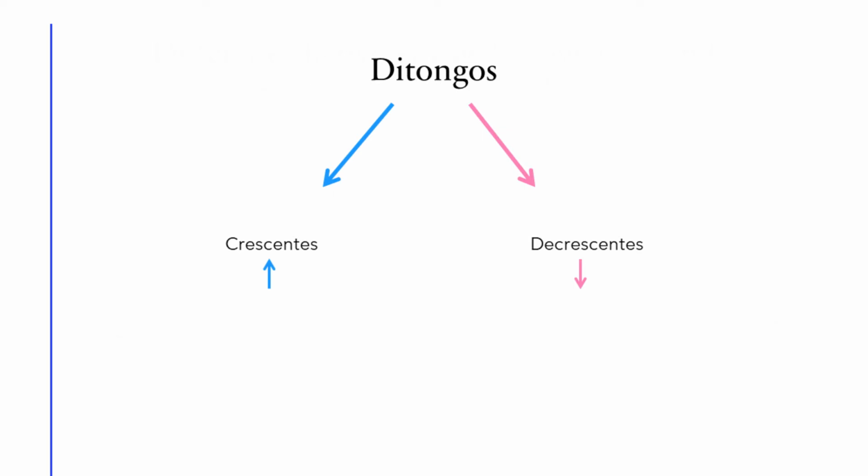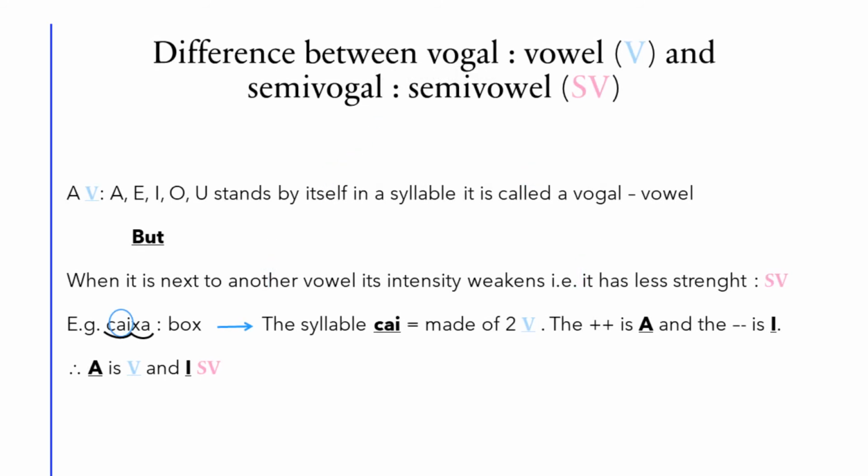But just before we get into them, let's see what is the difference between a vowel and a semivowel and the types of vowels. Trust me, this will help us understand better the increasing and decreasing diphthongs. When a vowel a, e, I, o, u stands by itself in a syllable, it is called vogal, vowel. But when it is next to another vowel, its intensity weakens, that is, has less strength. This is called a semivogal, semivowel.